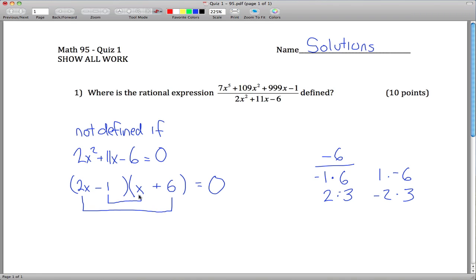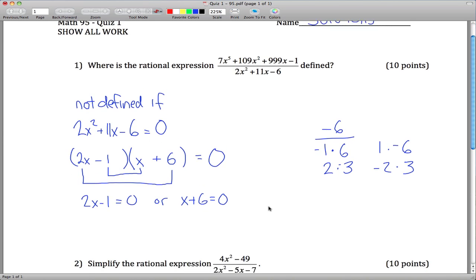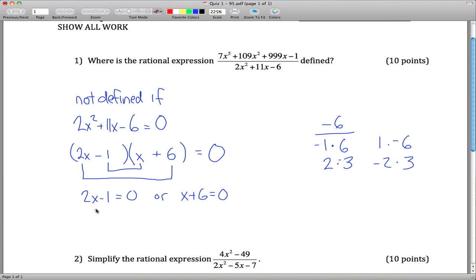We now have something times something equals 0. The only way two things multiplied together can equal 0 is if either the first one equals 0 or the second one equals 0. So we kind of have two possibilities. If we solve this guy, add 1 to both sides, you get 2x equals 1. So x equals 1/2. Solve this guy, you subtract 6 from both sides, and you get x equals negative 6. So it's not defined if x equals 1/2 or x equals negative 6.